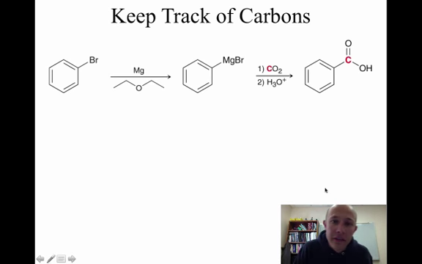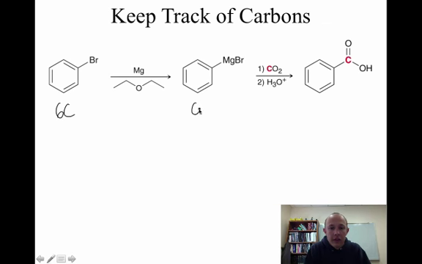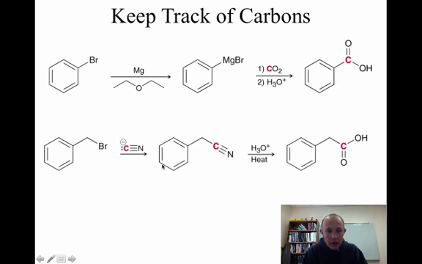So I can't emphasize this enough. This is the number one mistake that students make, right? If we start with a 6 carbon alkyl halide here, we can turn that into a 6 carbon Grignard reagent, but this carbon right here, the carbon of carbon dioxide, is our 7th carbon. So notice that now we have 1, 2, 3, 4, 5, 6, 7 carbons in our product, and we started with 6 to begin with. So make sure you're keeping track of your carbons here.